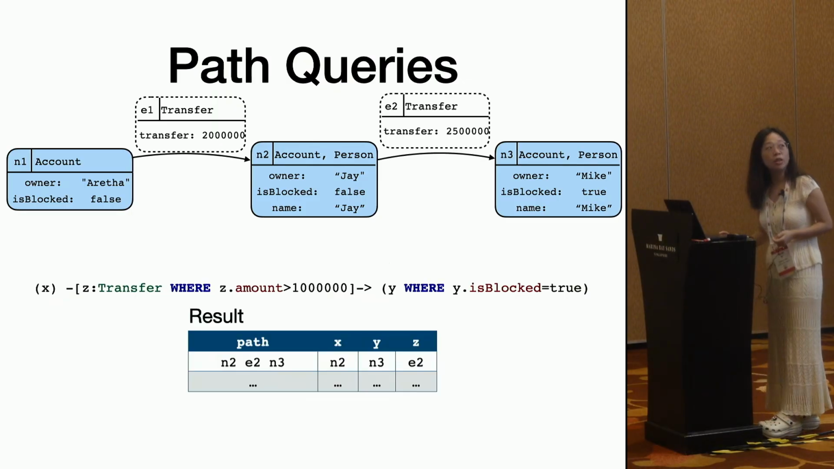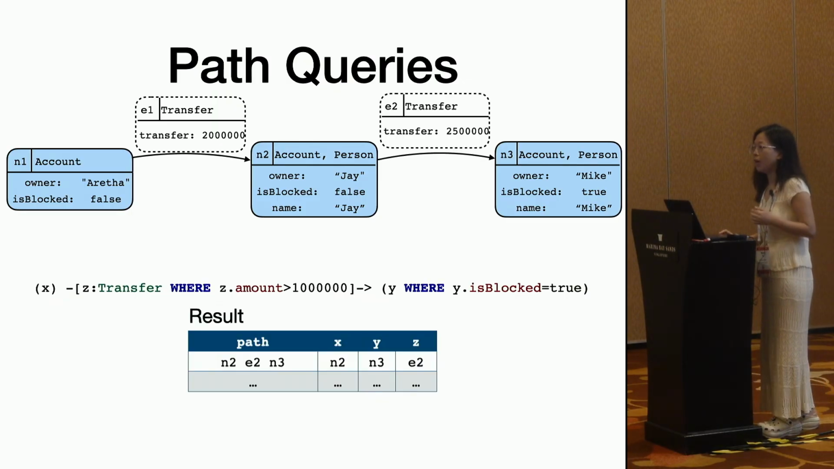So the result in this case is the path N2, E2, and N3. And you can have more if the graph is bigger. And in X, we store N2, which is the source node. And in Y, we store N3, which is the target node. And in Z, we store E2, which is the edge.